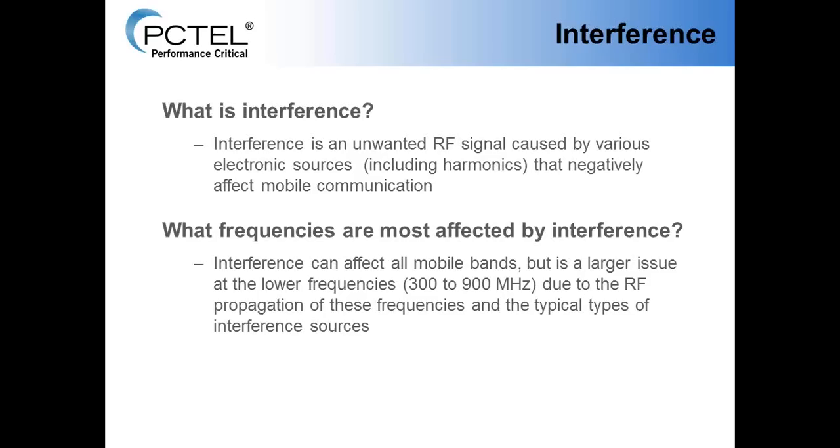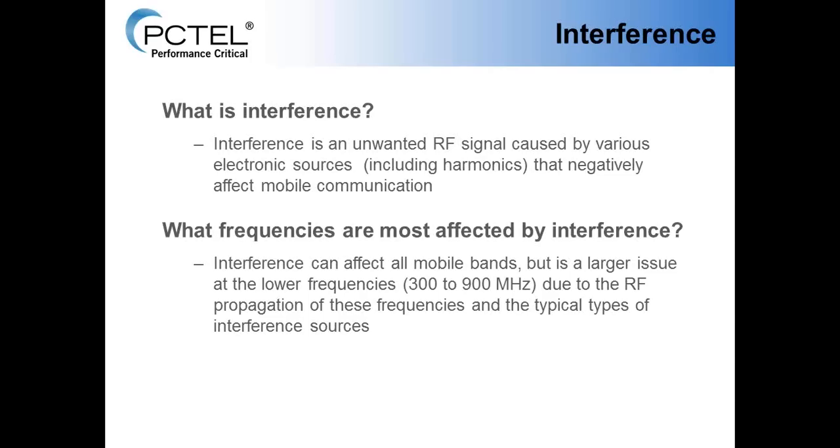And the frequencies that are most affected by interference, well, all frequencies are really affected by interference, but typically because of the radio propagation of lower frequencies which travel a lot further, you usually have more interference hunting going on in the lower frequencies, like in the 300 to 900 megahertz range, as opposed to the higher frequencies like 2100 or 2600, where they don't propagate as far. But interference affects all frequencies, so consequently, in the end, you'll probably be hunting interference at all frequencies. It's just that you'll be doing a lot more of them at the lower frequency levels.